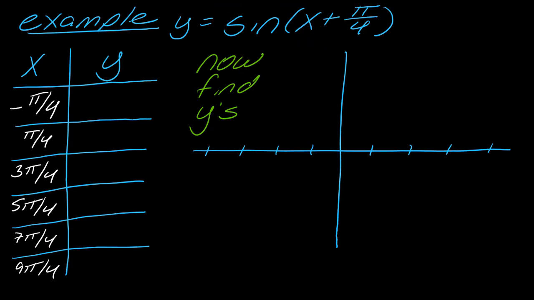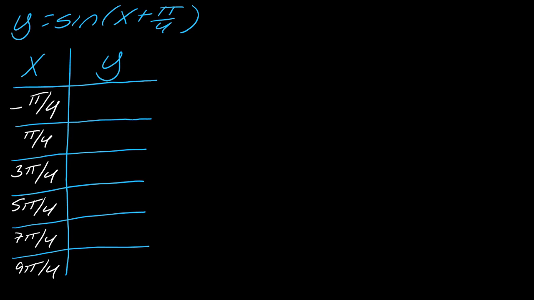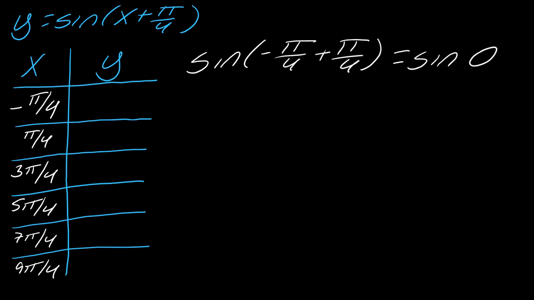So let's go through and do this. I'll get rid of the graph for a moment and let's just plug some stuff in. For instance, if I've got negative pi over 4 and I plug that in, notice what happens. I get sine of negative pi over 4 plus pi over 4. That just comes out to sine of 0, which is really easy to evaluate.